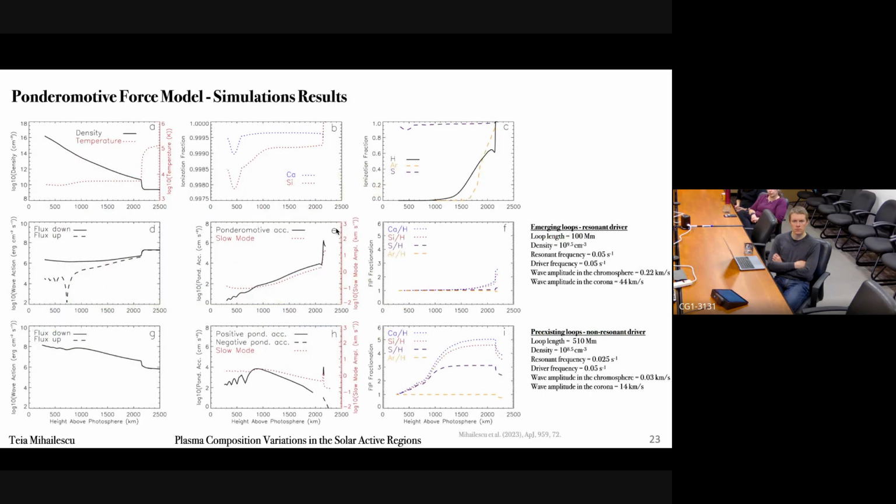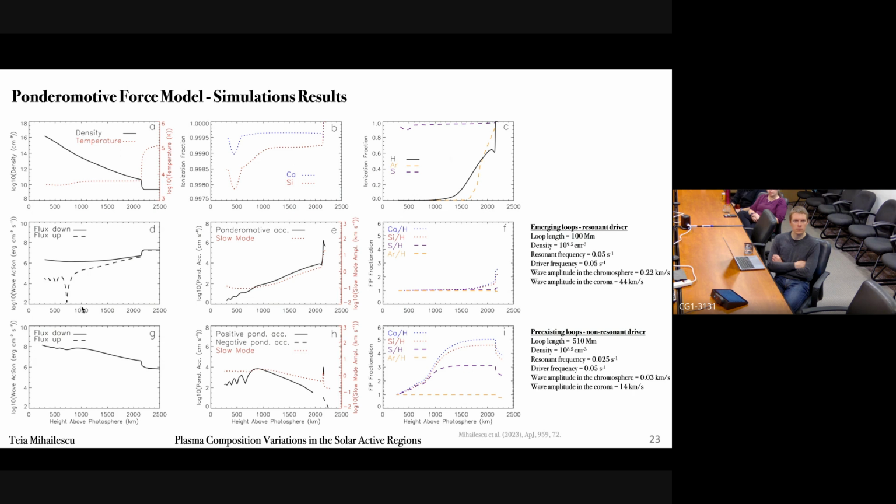And these are the results from the ponderomotive force model simulations. The top row is just showing the properties of the chromospheric environment. So we have temperature and density as a function of height from the photosphere at 0 all the way into the corona. And then the ionization fraction in panels B and C, for low FIP elements in panel B and high FIP elements in panel C. The reason they're on different panels is because the y-axis is very different.